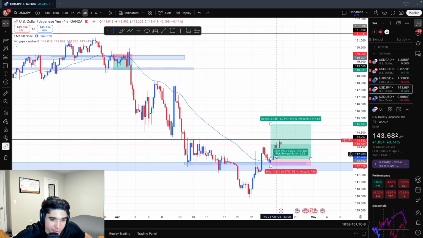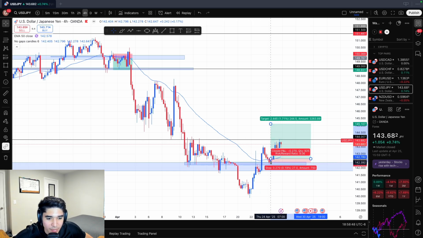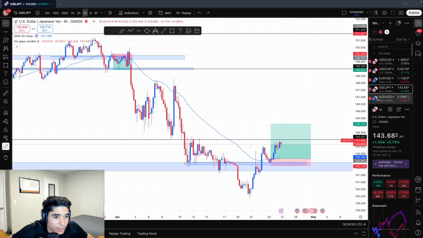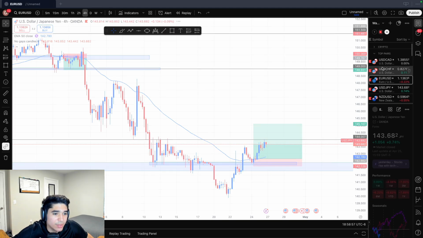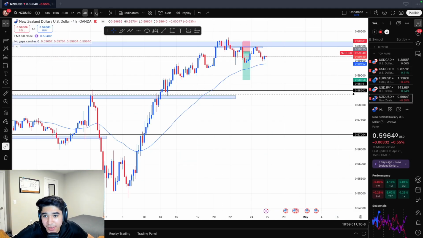Of course, I took some profits here and I moved my stop loss to, I don't know if it's break even, but basically what I gained here, I think my stop loss is kind of like this right now. So, what happened here is basically what I'm waiting on for this one, that it did not happen last Friday.